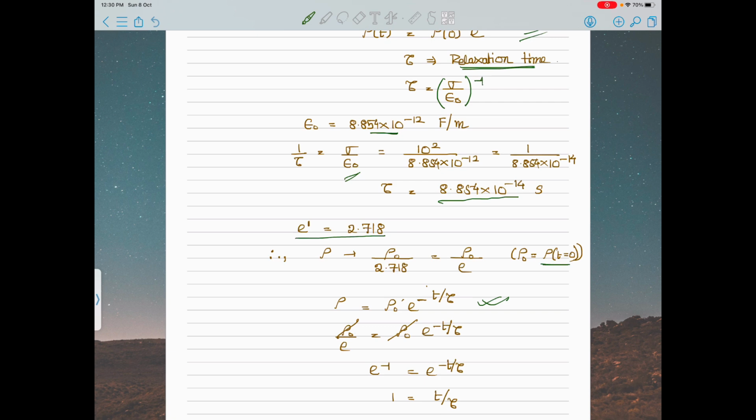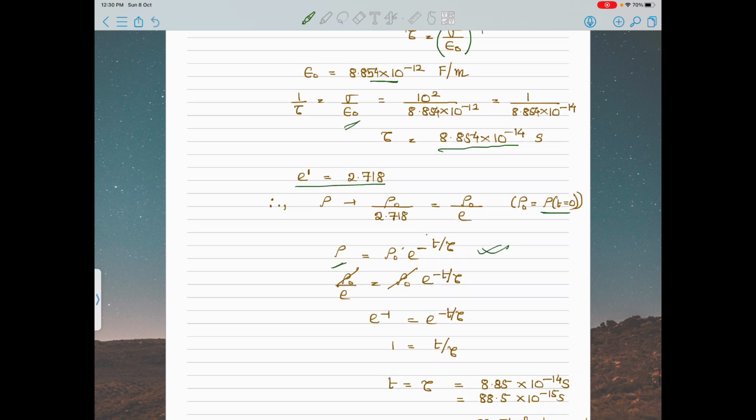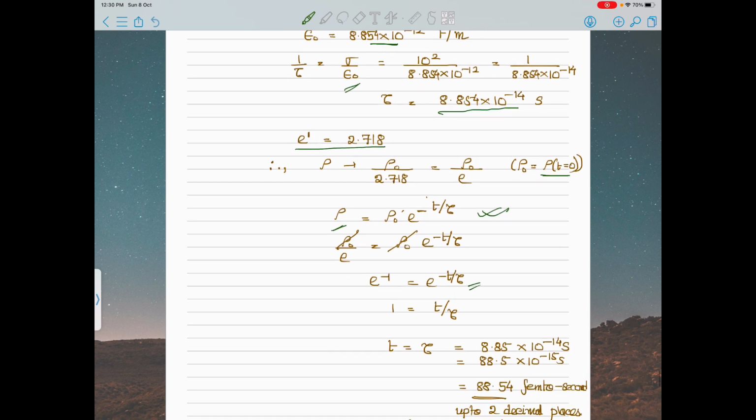So after how much time does this density become equal to rho naught by e? This rho naught cancels, this becomes e to the power minus 1, this is e to the power minus t by tau. So 1 is equal to t by tau if we compare this equation, or t is equal to tau, the relaxation time. Relaxation time is the time at which the volumetric charge density reduces to 1 by e times its original density at t equal to 0.